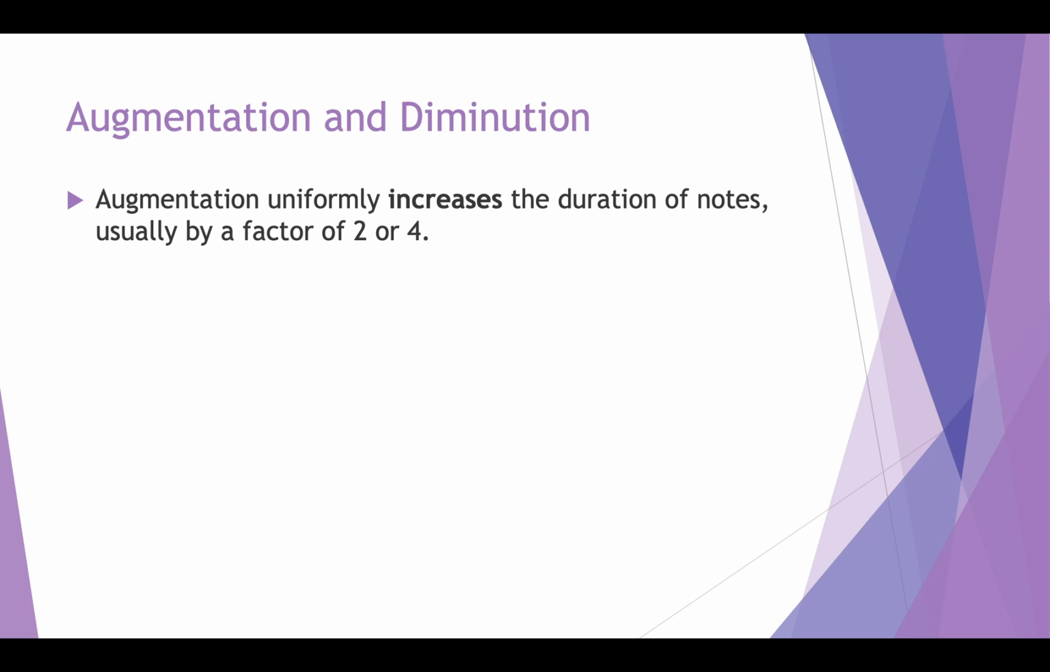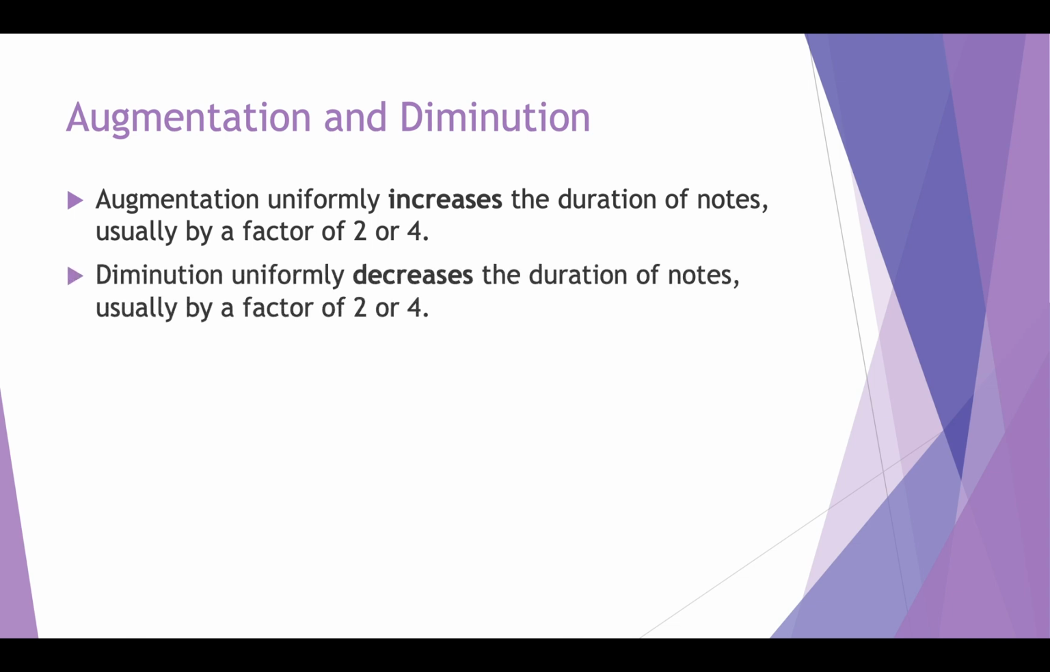Augmentation uniformly increases the duration of notes, usually by a factor of 2 or 4. And what I mean by that is if you're increasing by a factor of 2, you're doubling that note value. So for instance, a quarter note would become a half note. If you're increasing by a factor of 4, then a quarter note would become a whole note. Diminution is the reverse procedure of that. Diminution uniformly decreases the duration of notes, usually by a factor of 2 or 4.